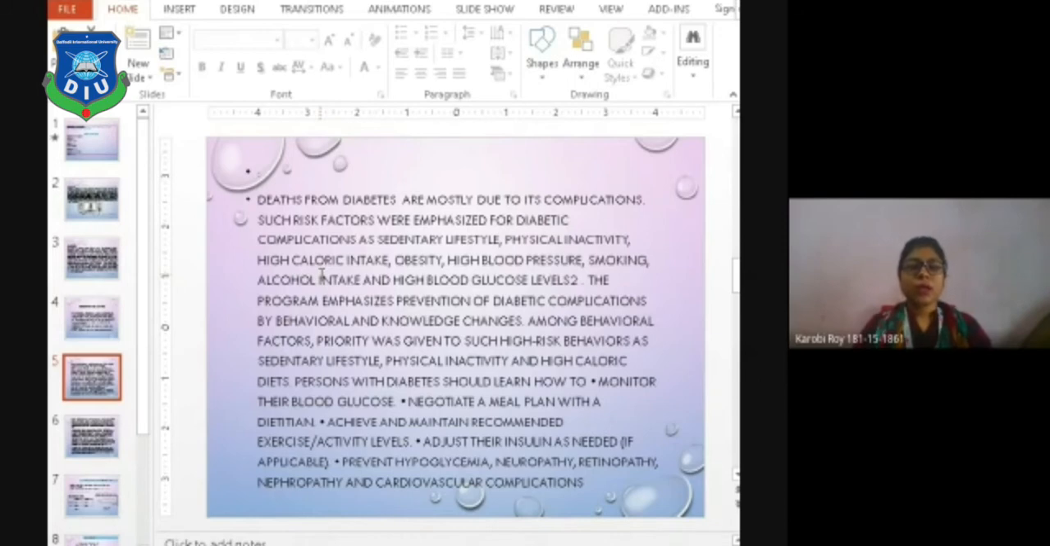I think in the world, a diabetic patient should stay active and maintain recommended exercise and activity levels, adjust their insulin if needed, and prevent hypoglycemia, neuropathy, retinopathy, nephropathy, and cardiovascular complications.